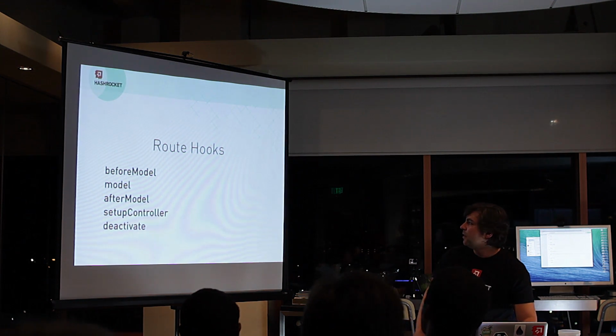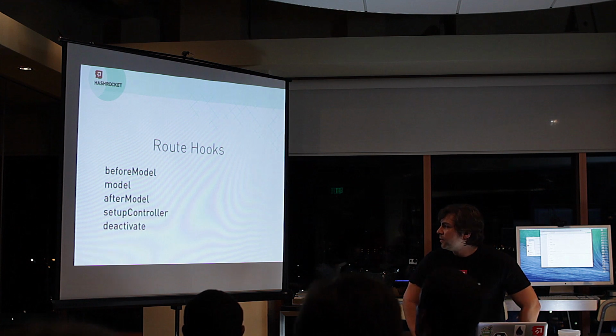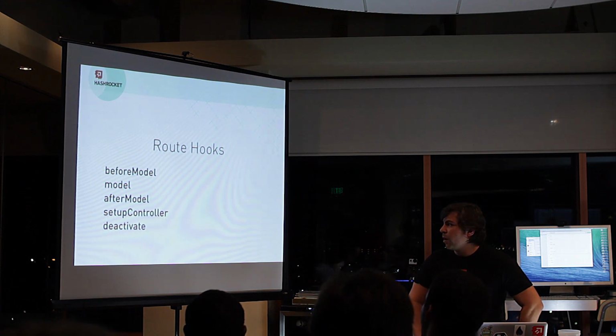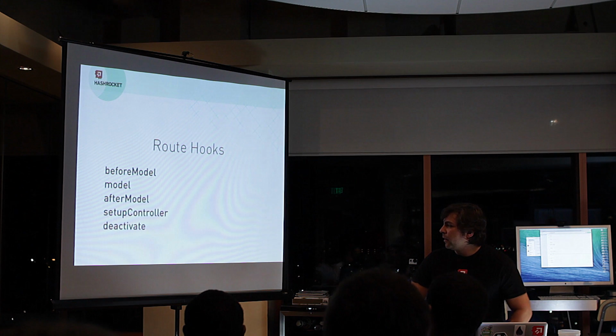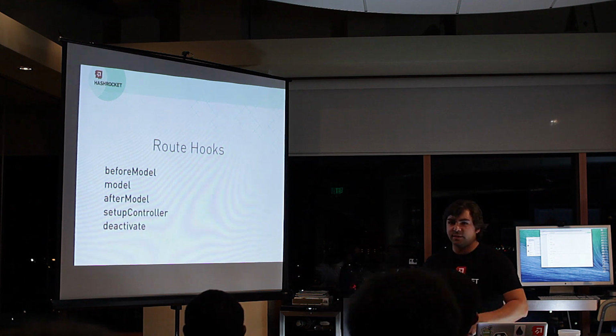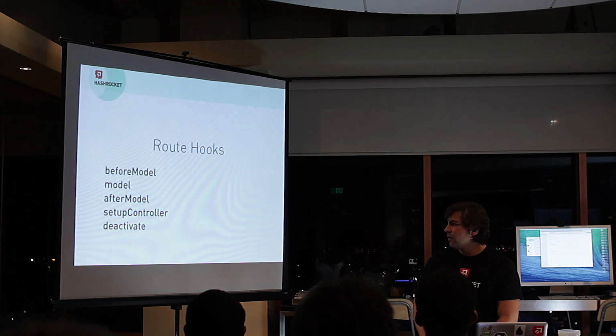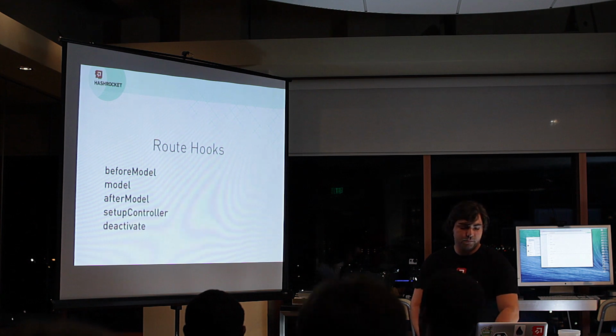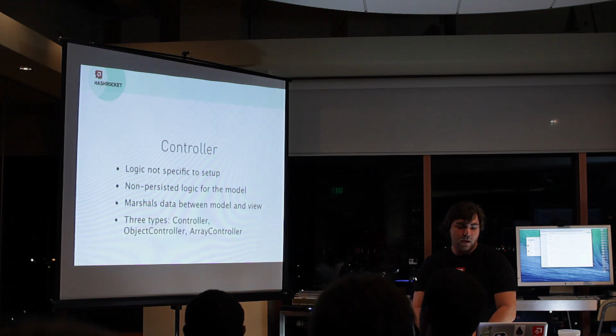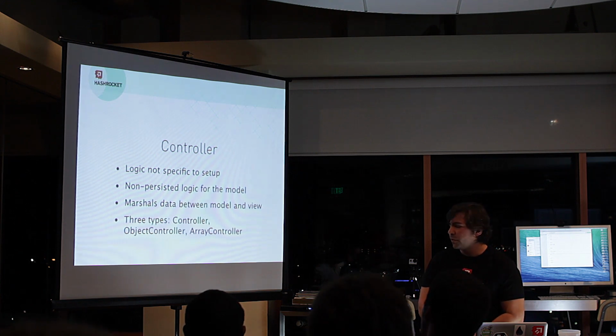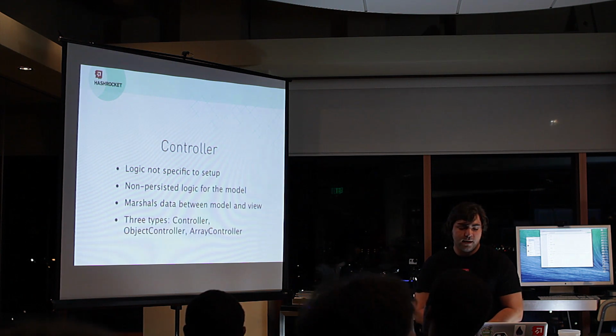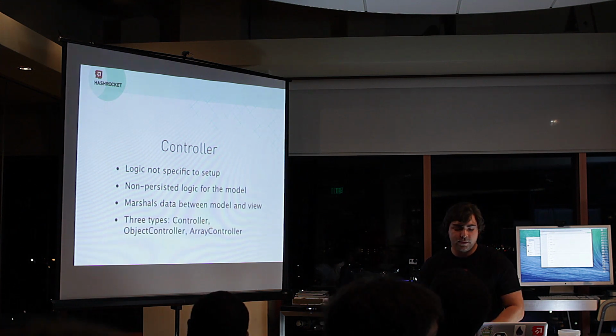But these are some of the hooks that the route has. So you can do things. The ones you use most often will be model and setupController. And then deactivate, like if you need to destroy something when you close out or whatever, deactivate is a good place to do that. The controller holds logic that's not specific to setup. It can also sort of act as a decorator for the model if your models are getting big, but it doesn't have to. The idea is mainly it marshals data between the model, the route, and then to the view.